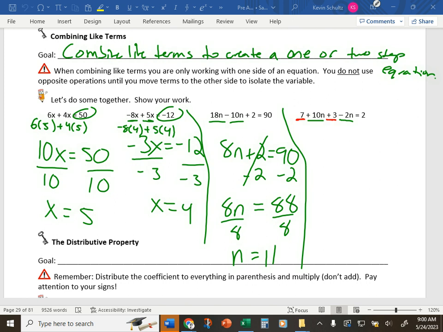So once you simplify, then go ahead and try to solve it. The process is the same as we did in the previous one, right? Start with that constant, move it to the other side. Second step, multiply or divide.